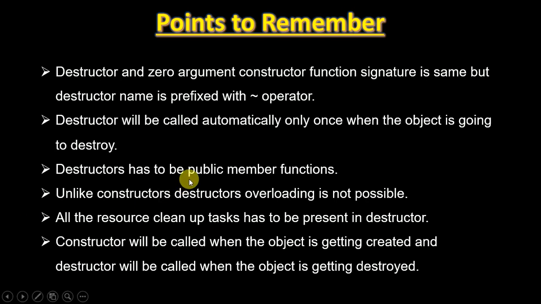The destructor has to be a public member function, because destructors are always triggered from outside the class. If you want to access anything outside the class, those class members have to be present under the public access specifier only. Unlike constructors, destructor overloading is not possible. Why is it not possible? Because a destructor won't take any arguments. If it were taking arguments, then based on the type, order, or number of arguments, we could write many destructors. But destructor overloading is not possible because it does not take any arguments.